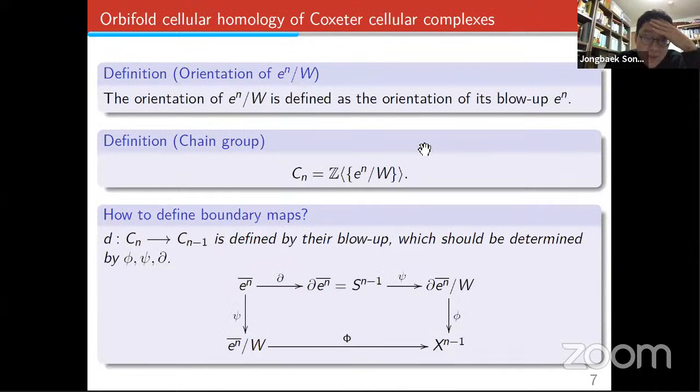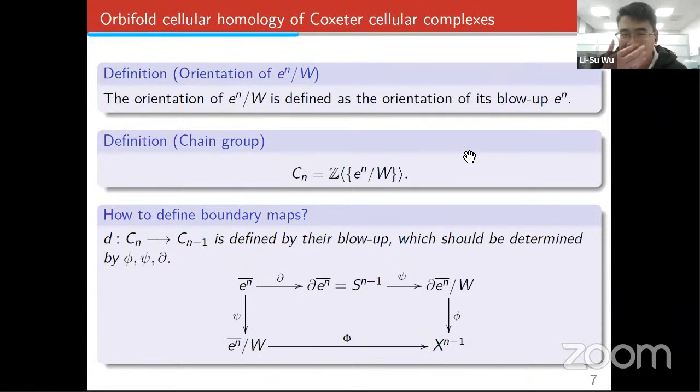Yeah, so how do we know this quotient of E^n by W is orientable or not? Is it always orientable? So the orientation is defined as an orientation of... okay. So is this W action on this E^n always orientation preserving or not?